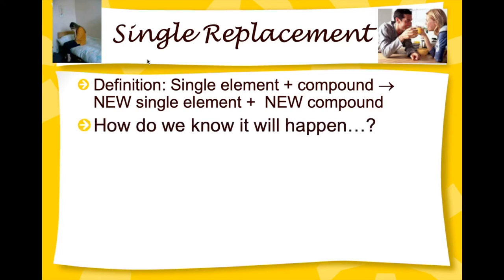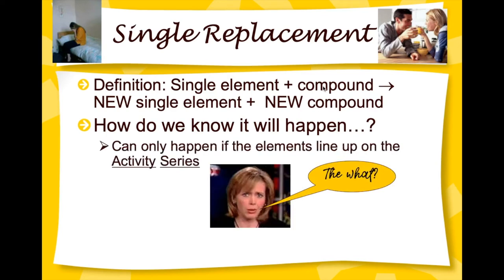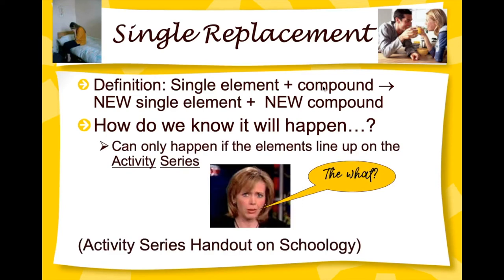So the tricky thing about a single replacement reaction is, and again, if you want to keep making the connection, this would be true with people also. A single replacement reaction can only happen if the single element is so attractive, it can split up the compound. So we can figure that out because we have a guide called the activity series, and that's a handout on Schoology.